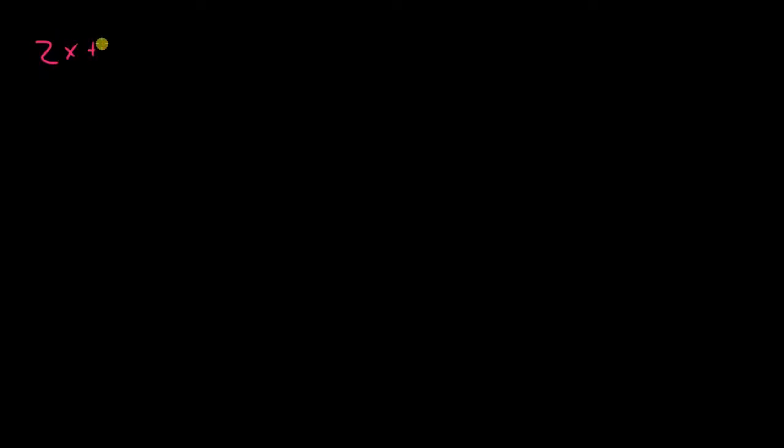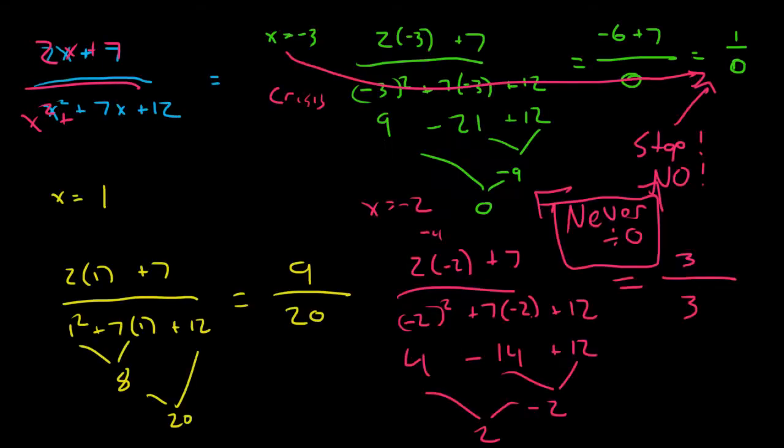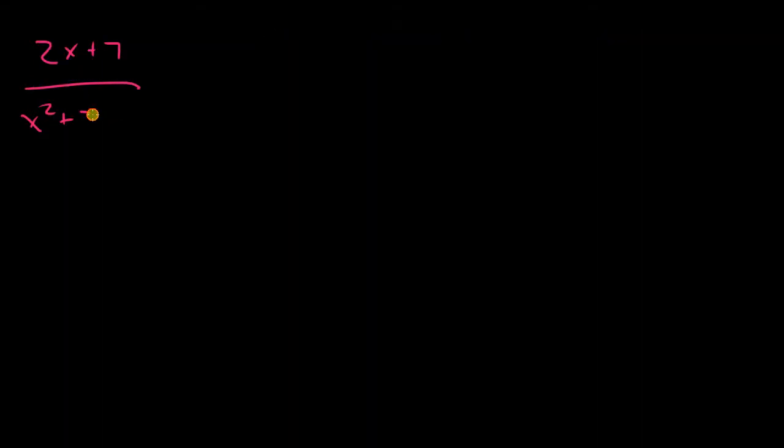Quick refresher here, we're looking at 2x plus 7 over x squared plus 7x plus 12. First thing you might be thinking is, hey Nick, why not factor? Because factoring is awesome. And I might say, yes, you're right. Why not factor? So we would factor the bottom because factoring is awesome. You said that, not me.